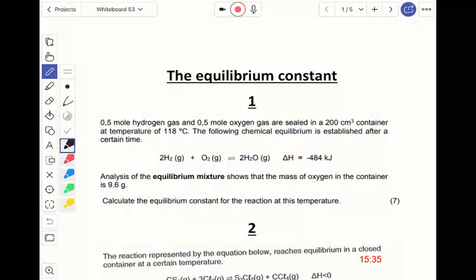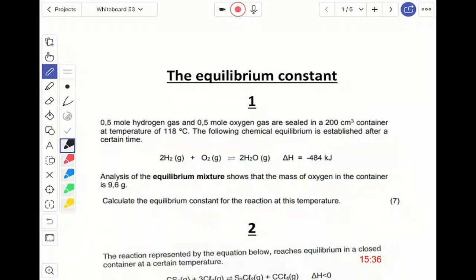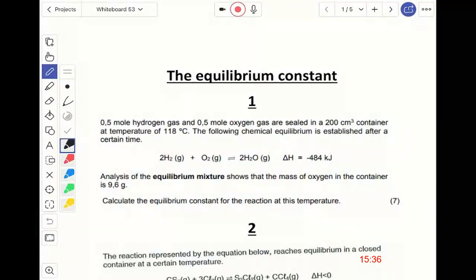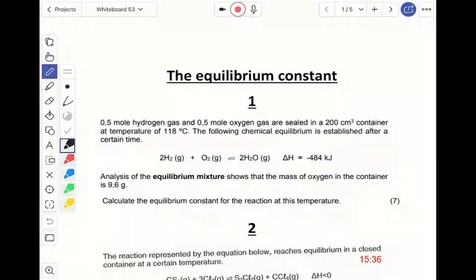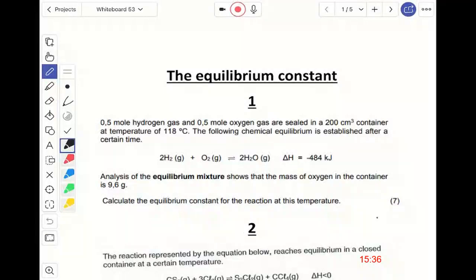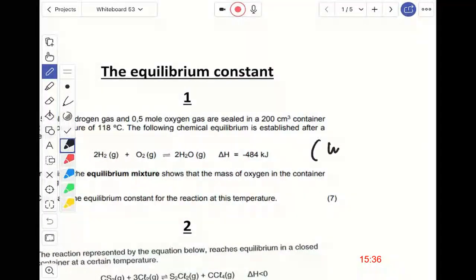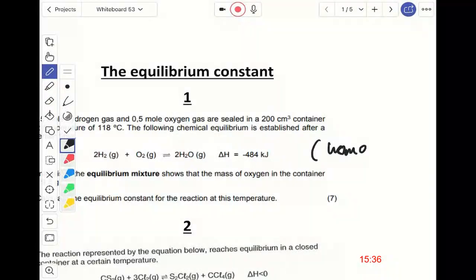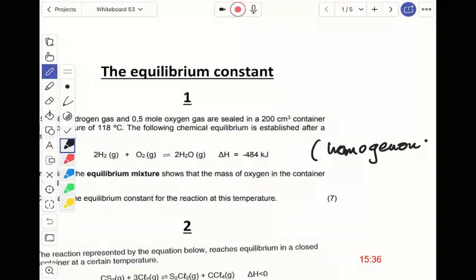0.5 moles of hydrogen gas and 0.5 moles of oxygen gas are sealed in a 200 centimeter cube container at a temperature of 118 degrees Celsius. Notice the temperature is mentioned because the Kc value that we're going to calculate is specific to that temperature. The following chemical equilibrium is established after a certain time. Notice that all the reactants and products are gases. Such a reaction is called a homogeneous reaction.